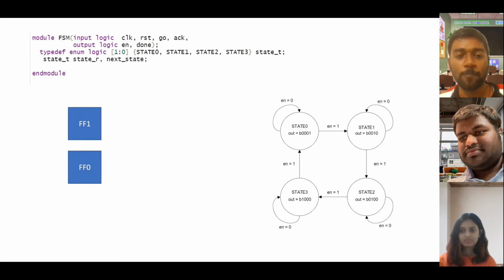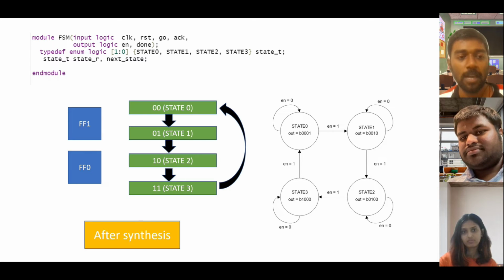Let's go further. For this FSM, we wrote the simplest Verilog code, where you can see there are 4 states. So we need 2 registers in order to bring up these 4 states. And this is the sample Verilog code. Here you can see that for these 2 registers, you will have 4 states or 4 combinations. All these 4 combinations will be used while synthesizing.